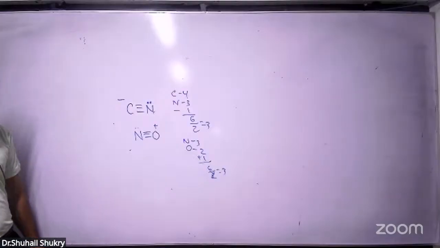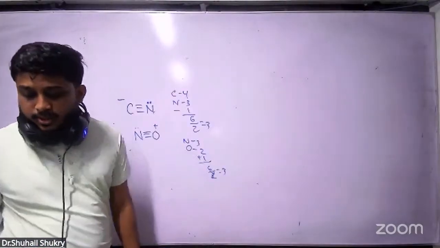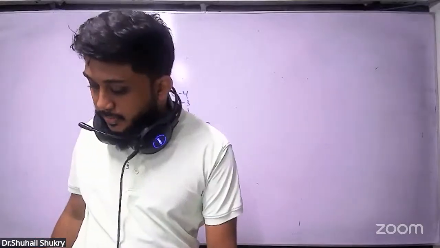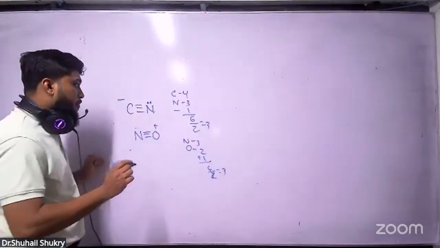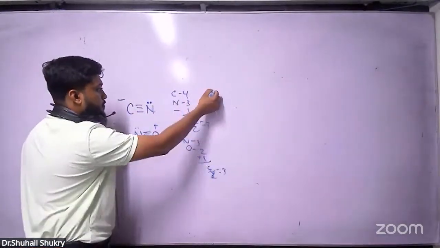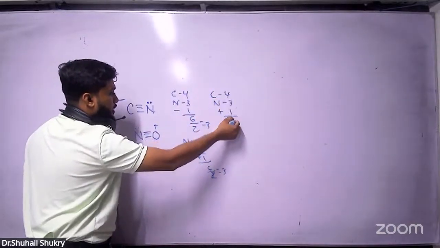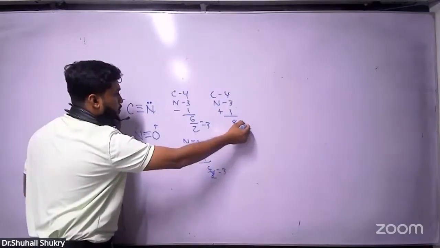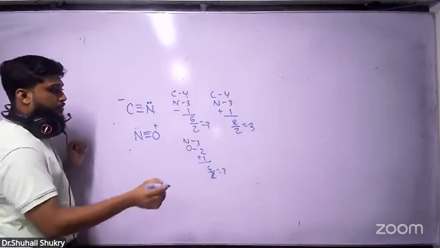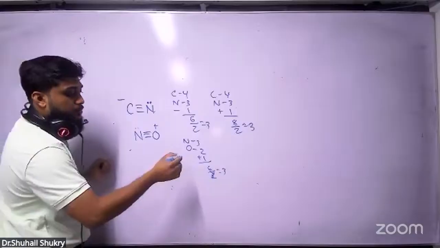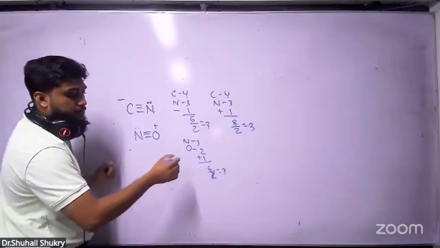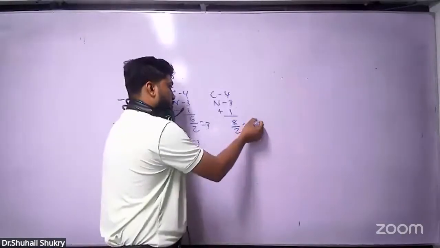Right? Then other one, CN minus and CN plus. CN plus means here minus 1, C 4, N 3, plus 1. 4, 3, 7 and 1, 8. 8 divided by 2, answer is 4.